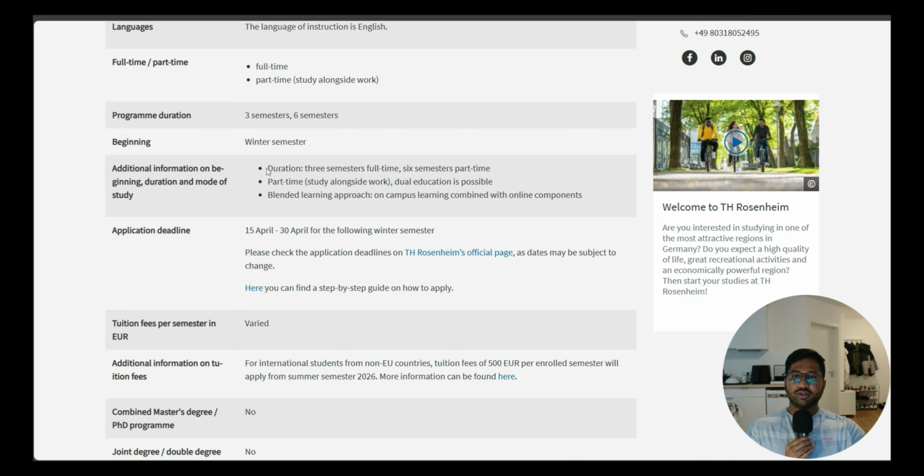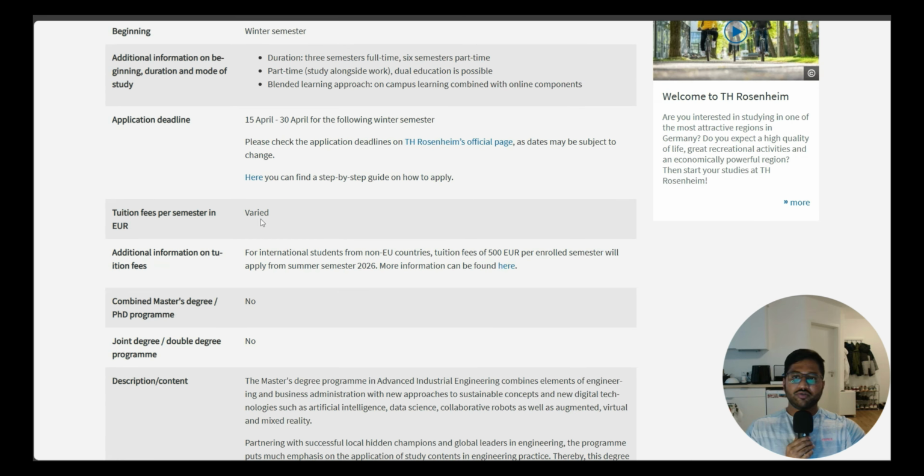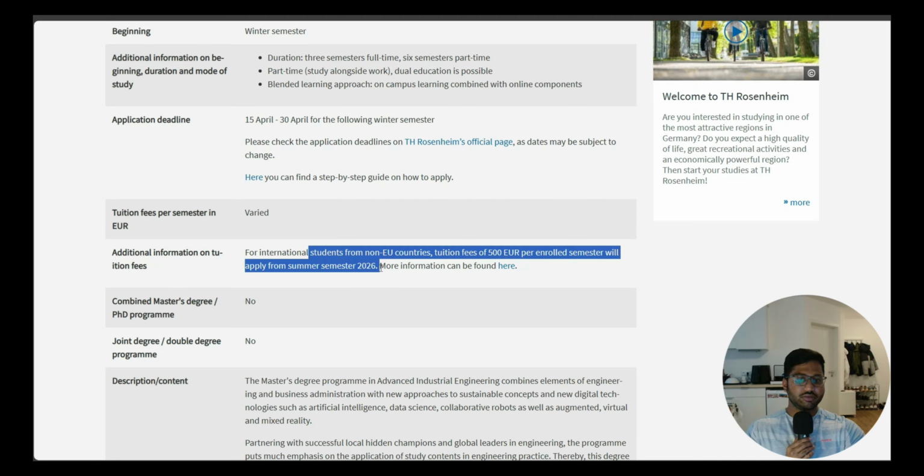Then additional information: the duration is 3 semesters full-time, 6 semesters part-time. Part-time study along with work, dual education is also possible, blended learning approach, on-campus learning combined with online components. Tuition fees vary. International students from non-EU countries will have tuition fees of 500 euro per semester, applied for summer semester 2026.